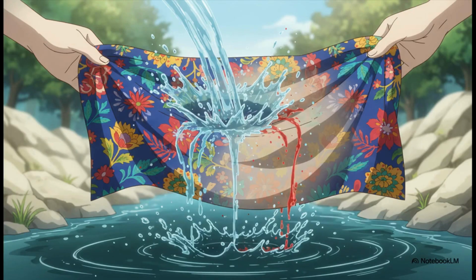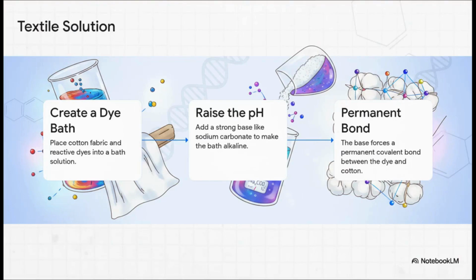All right, next up, let's talk about the clothes on your back. Cotton fibers, as it turns out, are super unreactive. This means dyes can easily just wash right off, which leads to faded clothes and, even worse, toxic wastewater. It's a huge problem for textile hubs like Tiruppur. The solution here is absolutely ingenious.